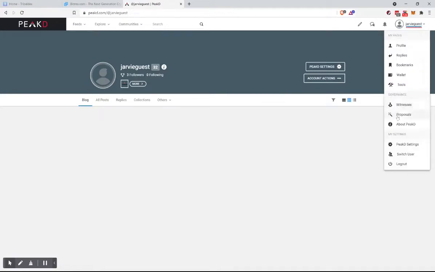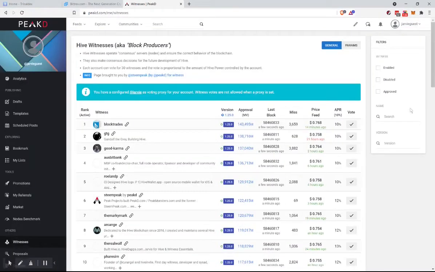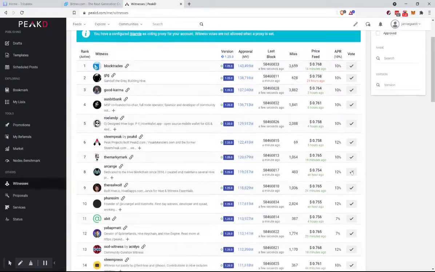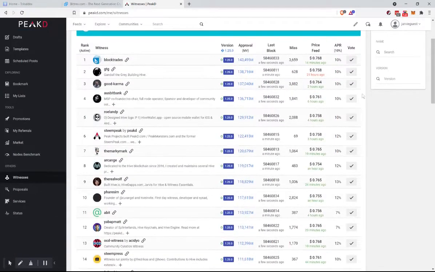One other thing is to do governance stuff, I think is what it said, right? So one of the things is to vote for those that help secure the blockchain and make decisions and all that sort of stuff. So let's go give some votes. Now, each one of these votes is a transaction. So we'll take a look at the resource credits once we vote on them.